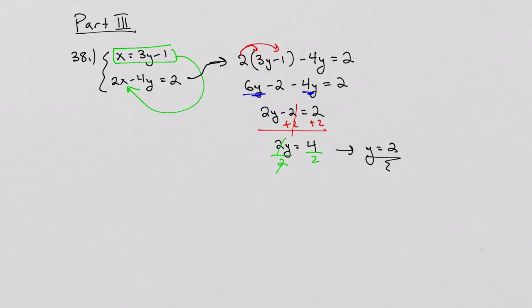Now I can plug this value right back into this original equation right here to find what x is, because x is equal to 3y minus 1.